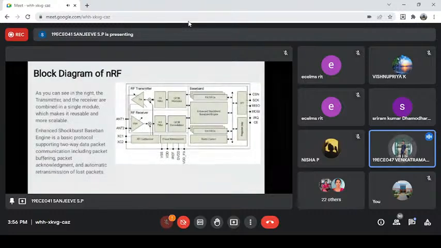Okay, so this is the block diagram of the NRF module. As you can see, we have a transmitter module, a receiver module, and baseband, which are combined in a single chip. The Enhanced ShockBurst baseband engine is a protocol supporting two-way data packets, which helps with packet buffering, packet acknowledgement, and automatic retransmission of lost data.